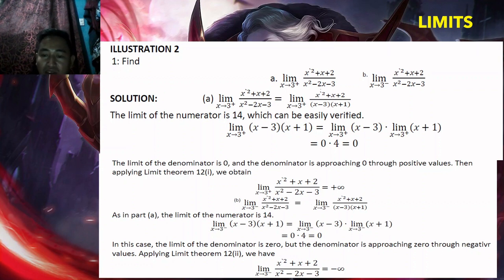So this is positive over negative. Diba? Positive over negative na, kay negative times positive naman siya dire sa negative. So, positive over negative is negative. So, the result is negative infinity. And in this case, the limit of the denominator is 0, but the denominator is approaching 0 through negative values. Through negative values, so applying the limit nga atong mga theorem ganina, this is equal to negative infinity.